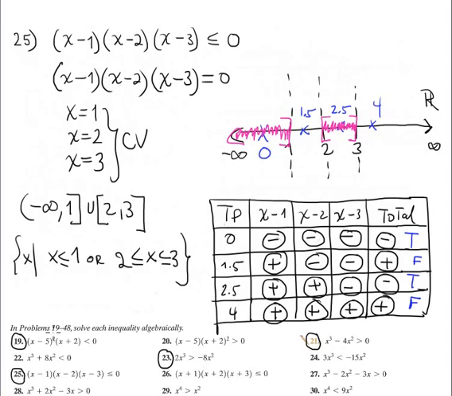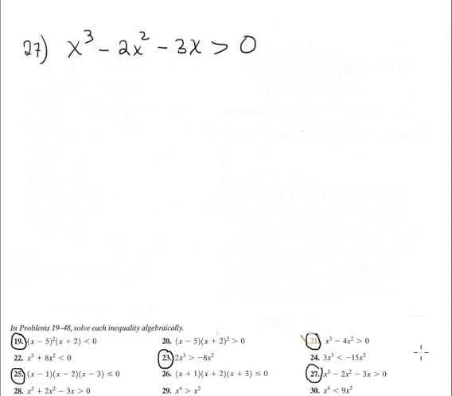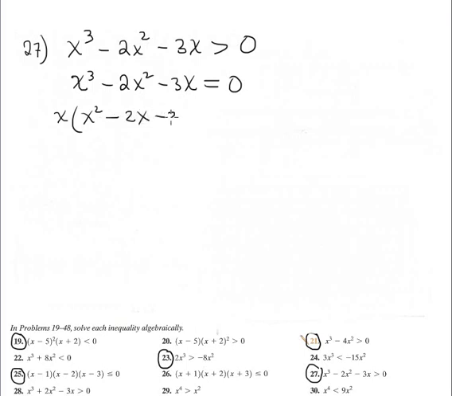Okay, perfect. Okay, number 27. Again it is a polynomial inequality. It's already in standard form. You convert it to an equation to determine the critical values. Now this is a factorable equation. The common factor is x, leaving x squared minus 2x minus 3. And this is the trinomial.